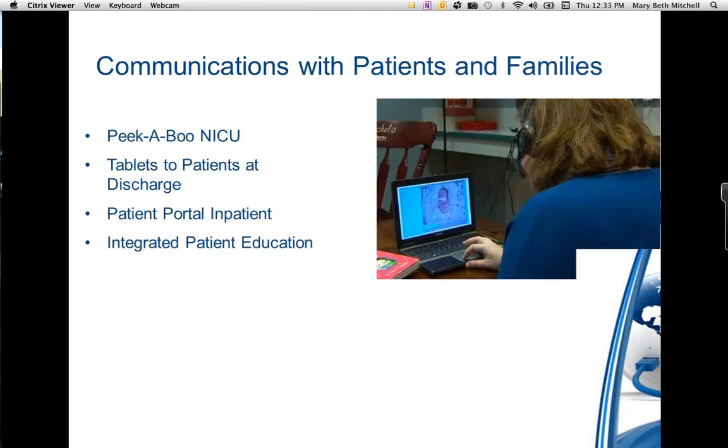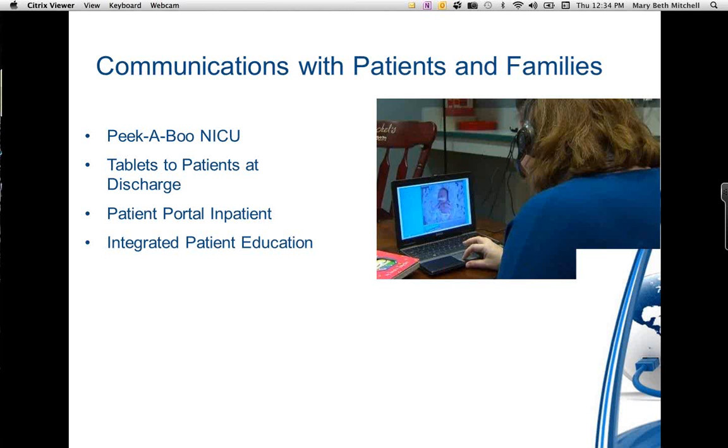One of the things we do to facilitate communication within our NICU is our parents can call in and see their babies, and now we have voice communication so they can actually talk to their babies in the NICU, and the nurses will put up notes to the parents from the babies, and it really helps those parents adjust to a difficult situation.